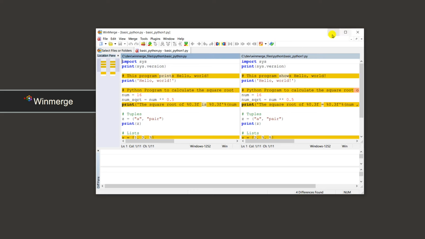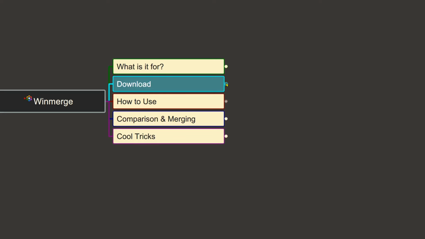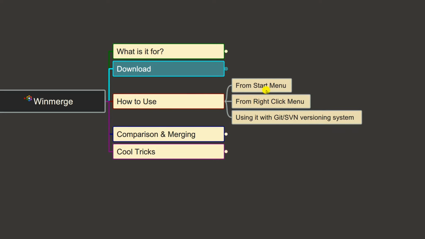Before we go into this detail, let's go back here. We just learned how to download WinMerge. As I said, if you're interested in a way to install it using a package manager, Choco, you can check out that video. But we just learned how to download this. Now the next part is how to use it. So we are right here from the Start menu. Basically we open WinMerge and then just go to File and Open and so on.